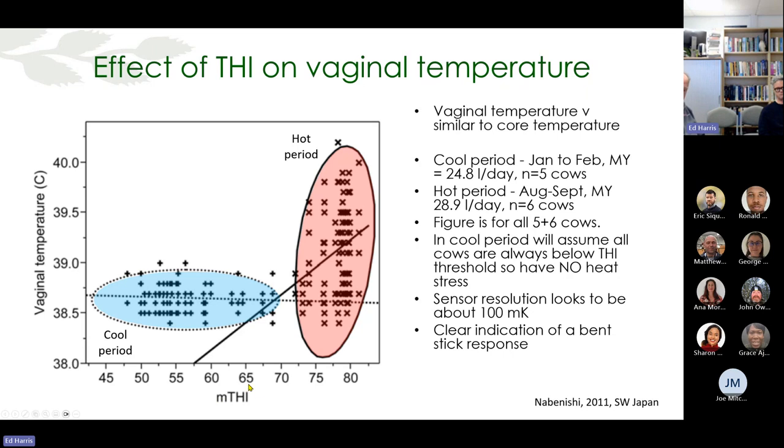THI, this is the average THI, has quite an effect on the vital temperatures here as well, which is probably the best way, the closest you're going to get to measuring core body temperature. And it probably is just about the same. It's reasonably simple to measure on the experimental basis, not very possible on a commercial basis. So again, we can start to see a broken stick approach.